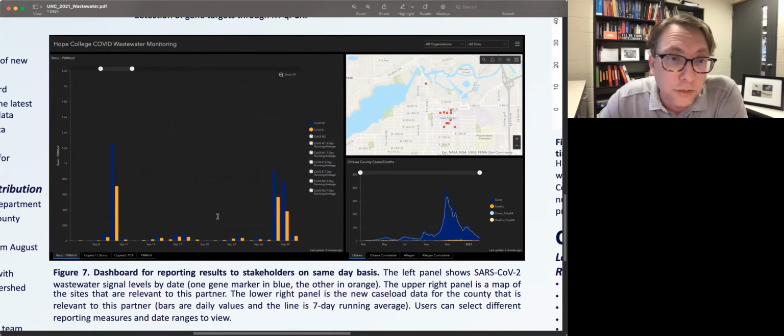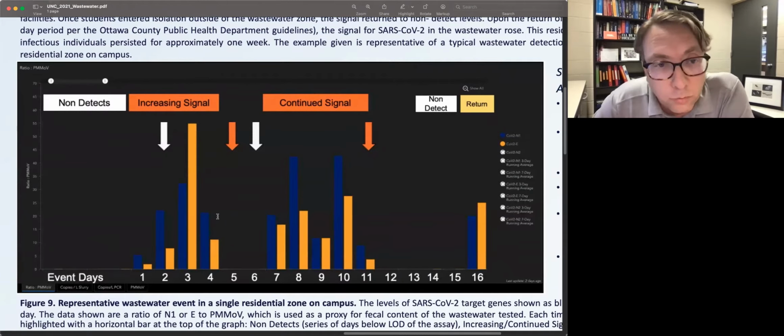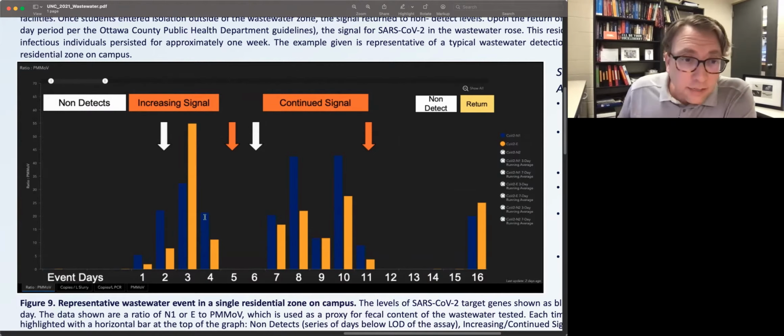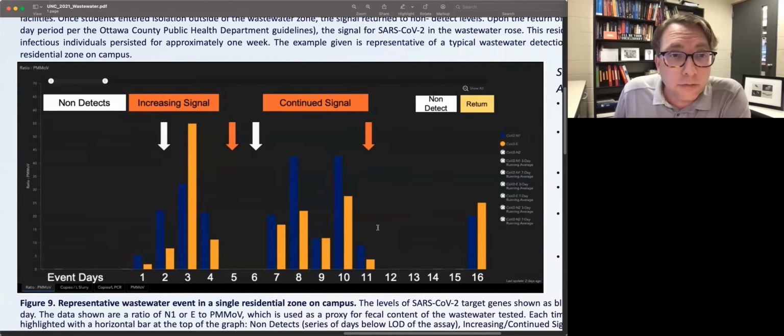I'd like to take you through one example of what I would call a wastewater event, where we would see wastewater signal, we would instigate a follow-up test of residents in that zone, and then be able to identify those that had COVID-19 and close contacts and remove them from the zone. This is the dashboard for a particular event in one of the zones on campus. This was an early event for us. We were not sure if this would work at all, but it did.